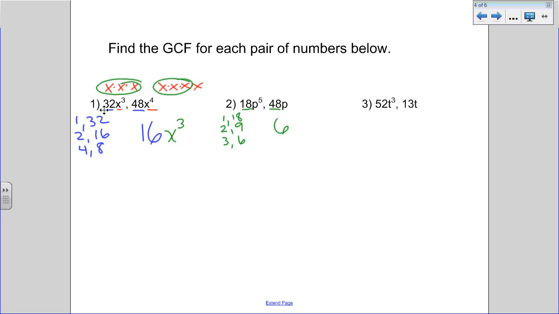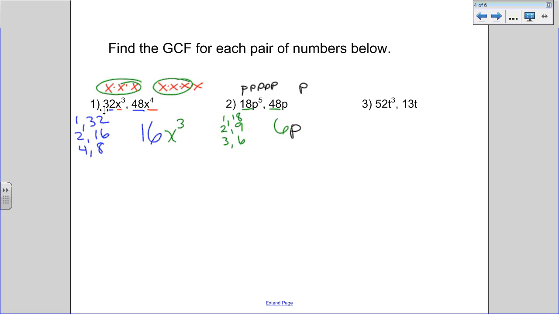Now let's think about these p's. How many p's does p to the 5th have? 5. How many p's does p to the 1st have? 1, so it's just p. It has 1 p. So how many p's do those two have in common? 1. So it's just 6p.